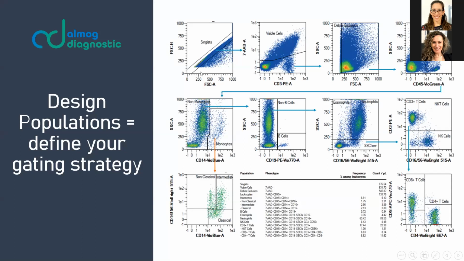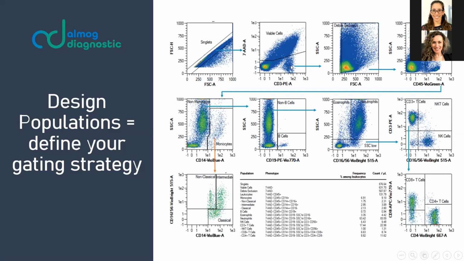We can see that the singlets have been gated, forward scatter area against forward scatter height. The doublets have been gated out here. After looking at our single cells, we are looking at viable cells. We are gating out the dead cells, which are positive for 7-AAD in this case. So we draw this gate for our live cells.